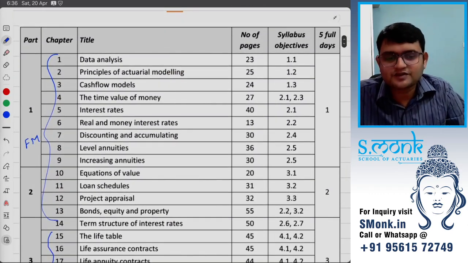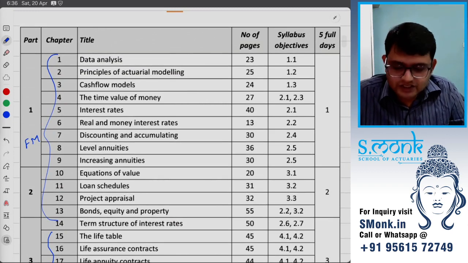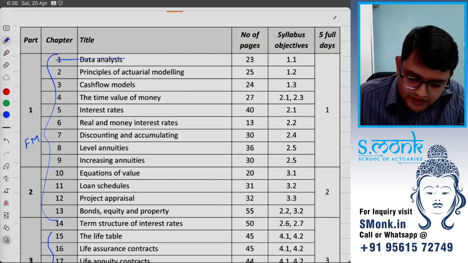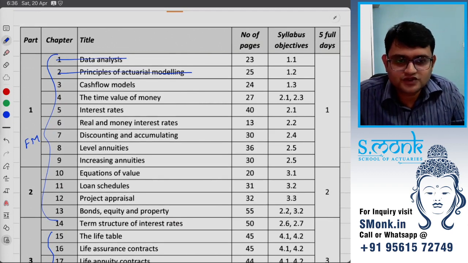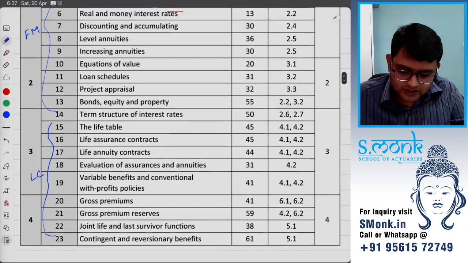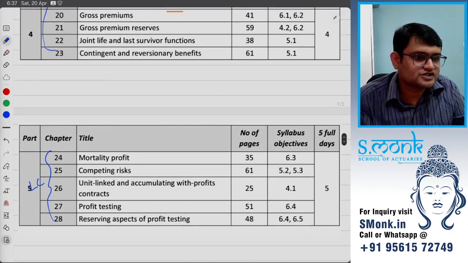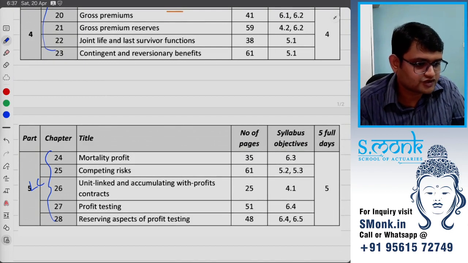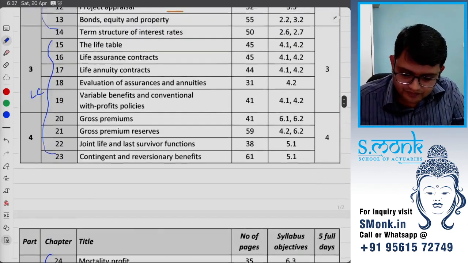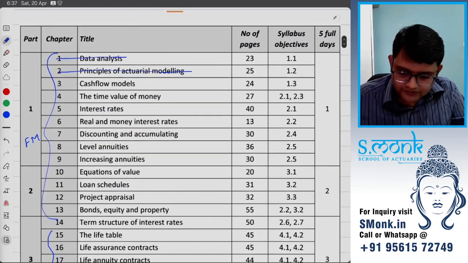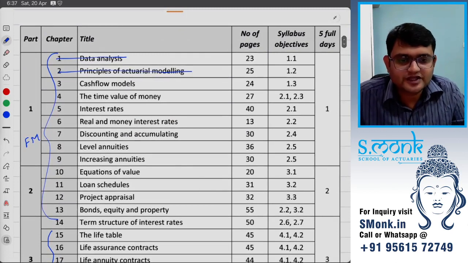So the first 14 chapters are the financial mathematics part. Rather, chapter 1 and chapter 2 of this book have been removed. So you'll say chapter 3 to 14 are the financial mathematics, and chapter 15 to chapter 28 are the life contingency. Okay, that's the life insurance part. So we'll of course start with the financial mathematics part.